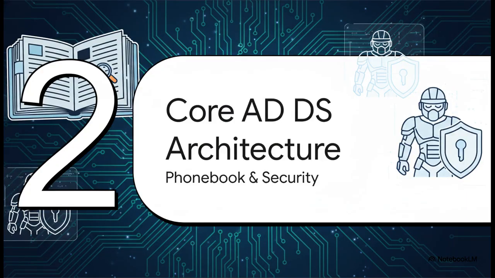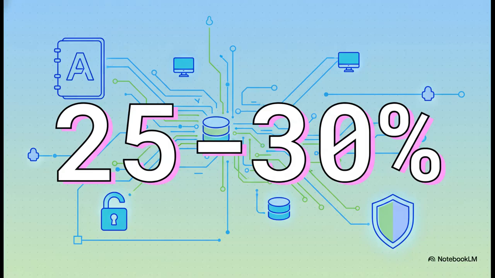Moving right along to Section 2, Core ADDS architecture. You can think of this as the phone book and the security guard. 25 to 30%. That number is huge. It represents exactly how much of the AZ-800 certification exam is dedicated entirely to Active Directory Domain Services. And there's a good reason for that.